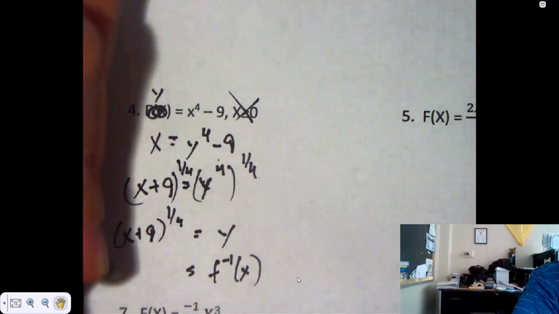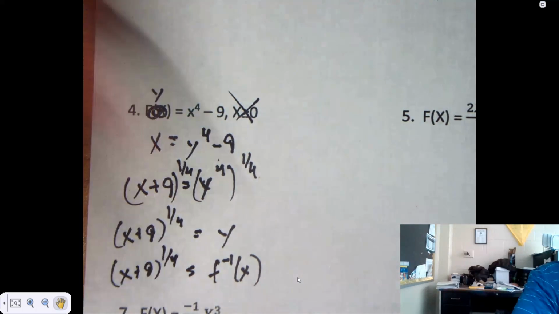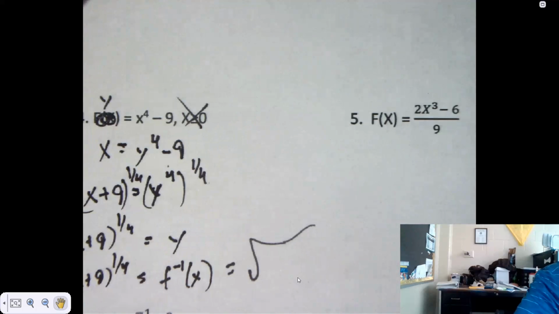I don't know if I answered this one on the answer document, but it's very possible that I wrote this out as a radical. It wouldn't surprise me if I did. I didn't. I could have, though. What root are you taking? Fourth root.